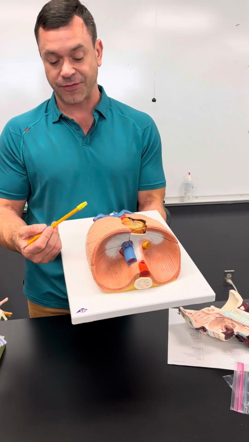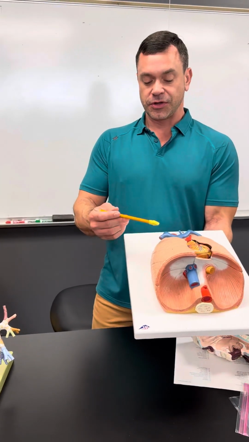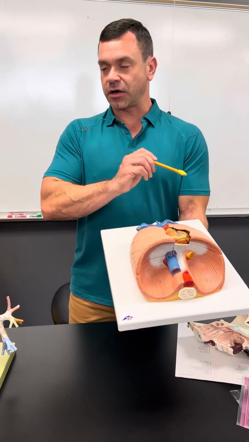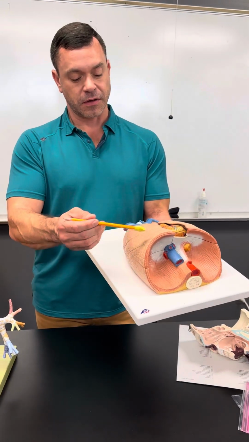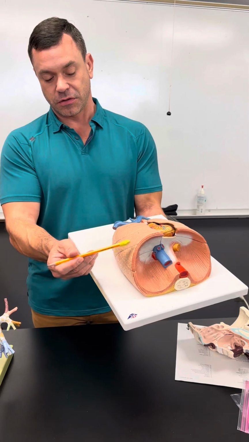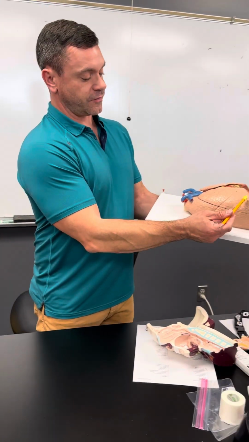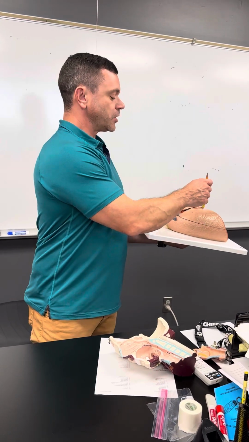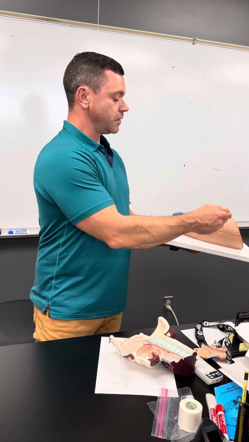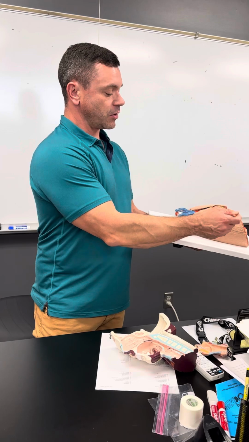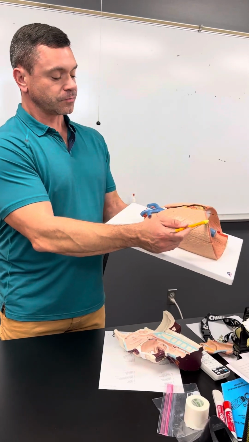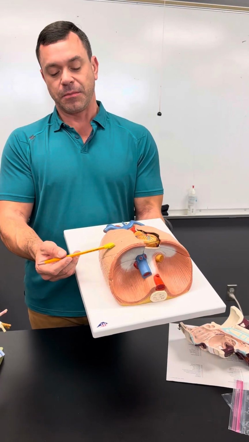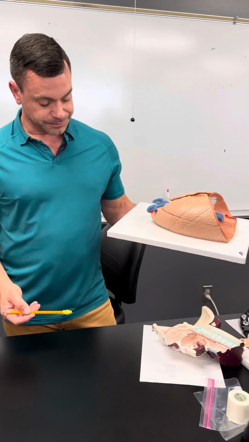On the right, I have three lobes, 1, 2, and 3: superior, middle, and inferior. There's no middle lobe on the left side because of the heart creeping over there. Here's my horizontal fissure, and there's my oblique fissure. The horizontal separates superior and middle, and the oblique separates middle and inferior.